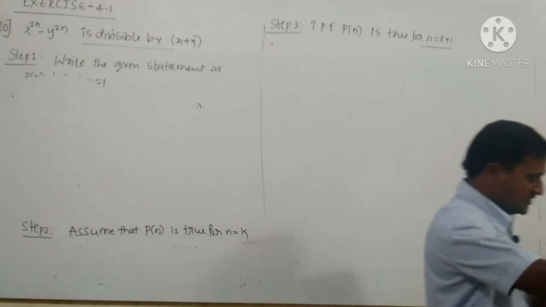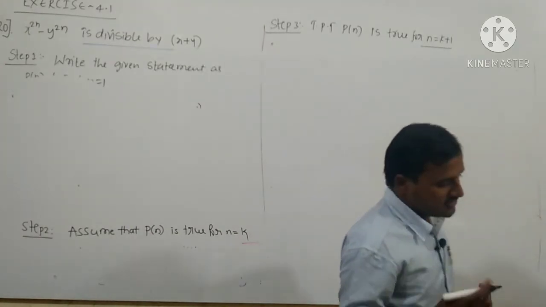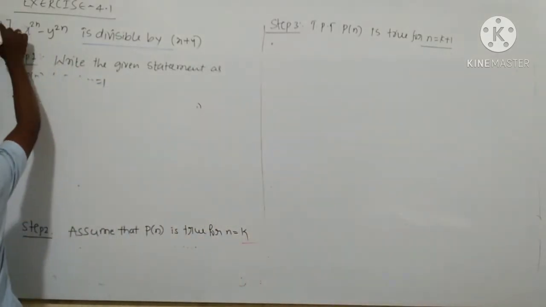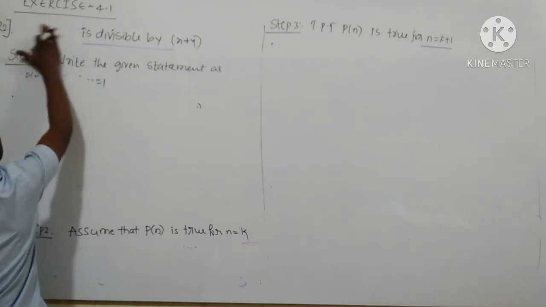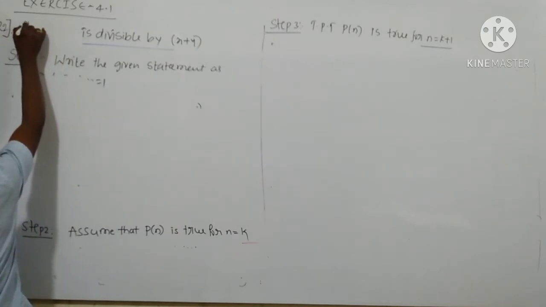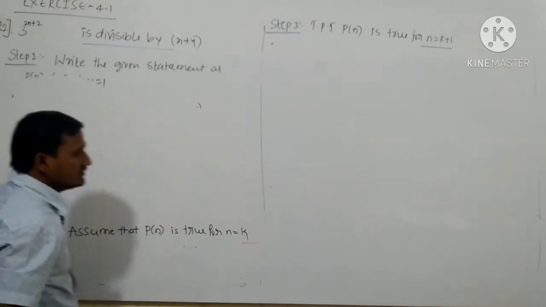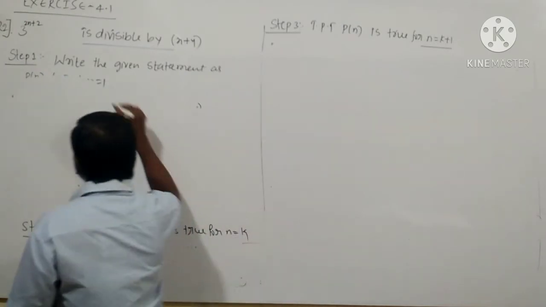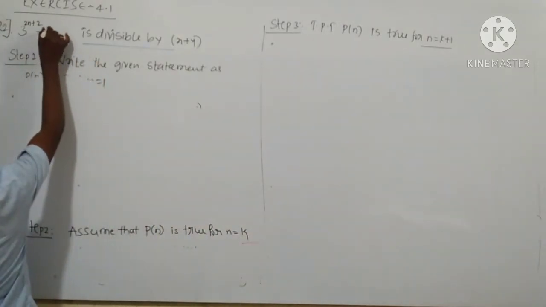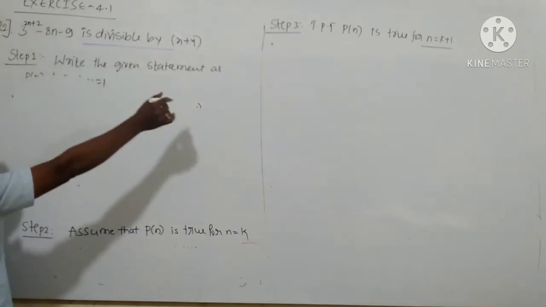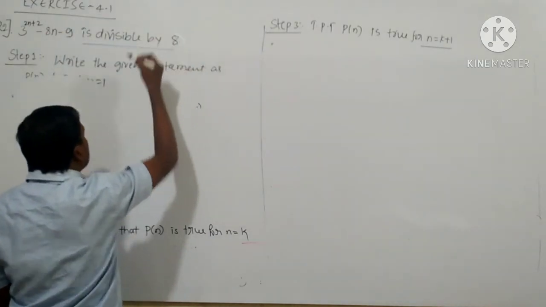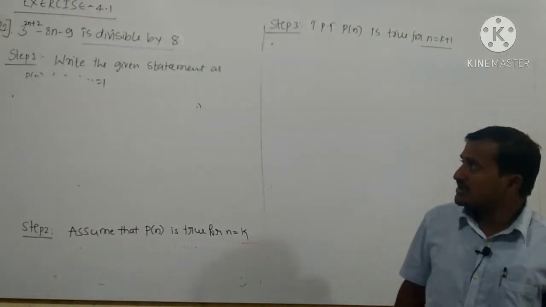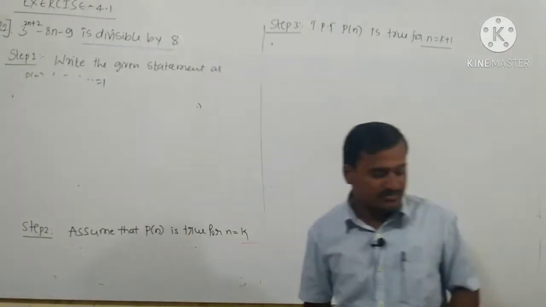Okay, the next question is question number 22. 3 to the power 2n plus 2 minus 8n minus 9 is divisible by 8.